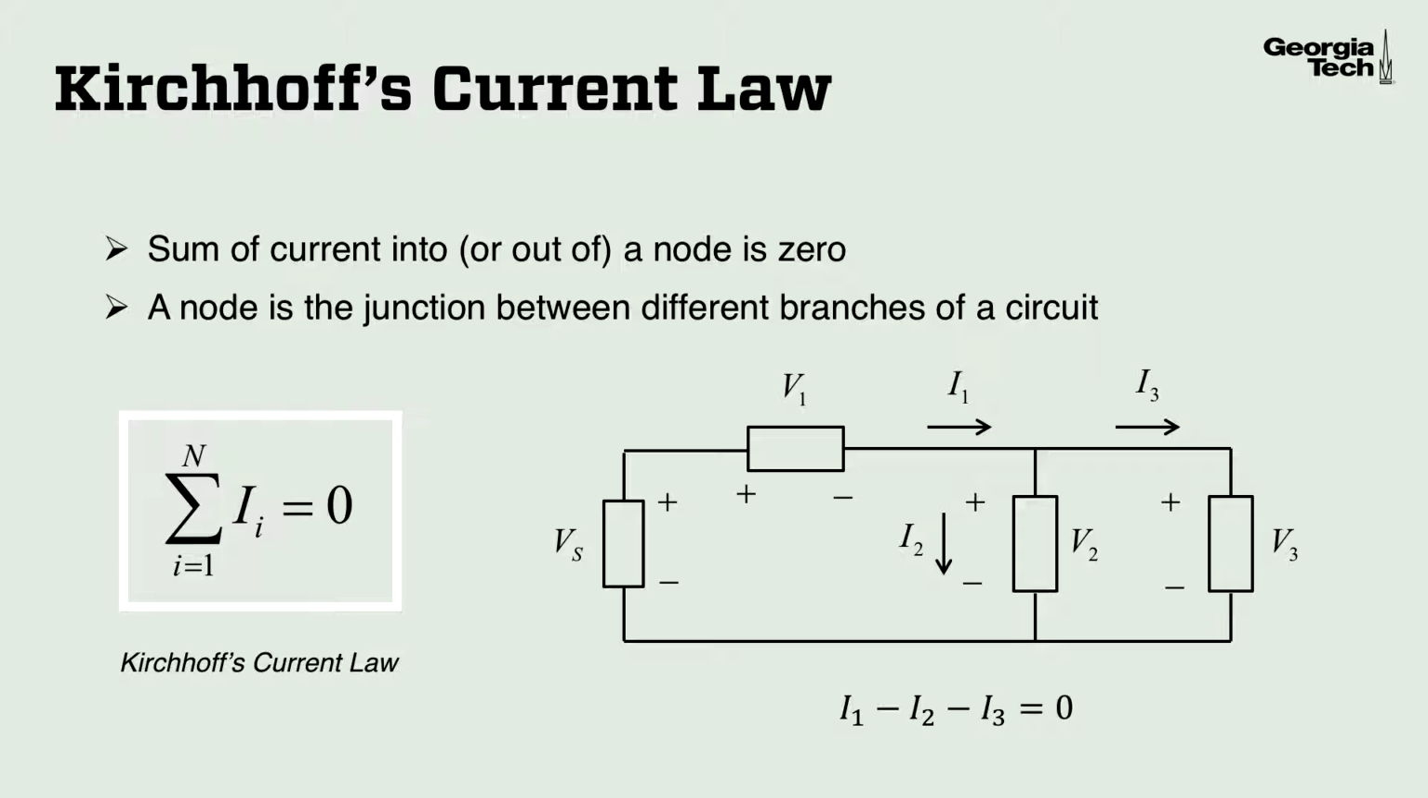Likewise, Kirchhoff's current law states that the sum of current into or out of a node is 0. What is a node? A node is a junction between different branches of a circuit. So for instance, there's a node where I1 splits into I2 and I3 in the circuit on the bottom right. If we were to write Kirchhoff's current law at that junction, we would say that I1 minus I2 minus I3 is equal to 0. That's equivalent to I1 is equal to I2 plus I3.